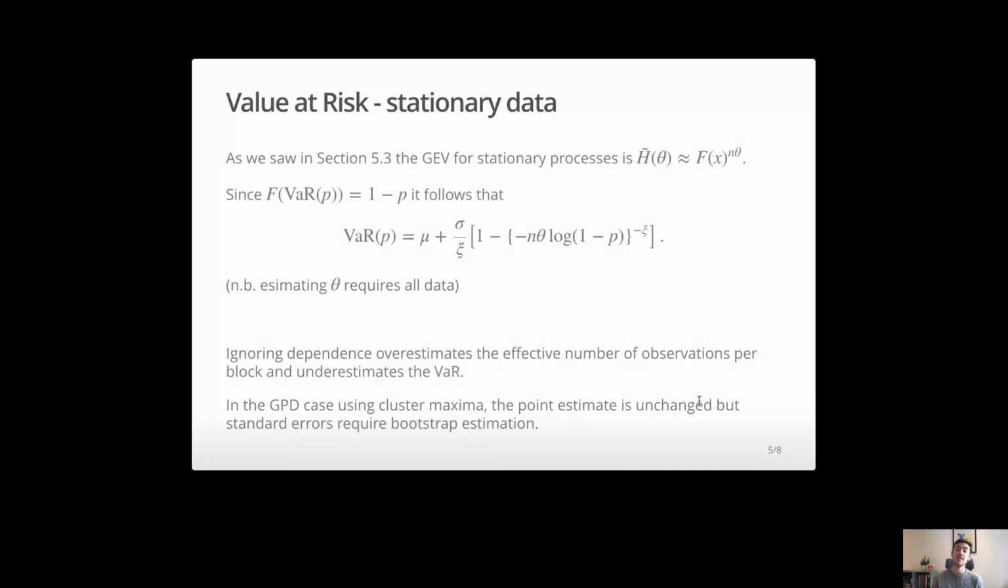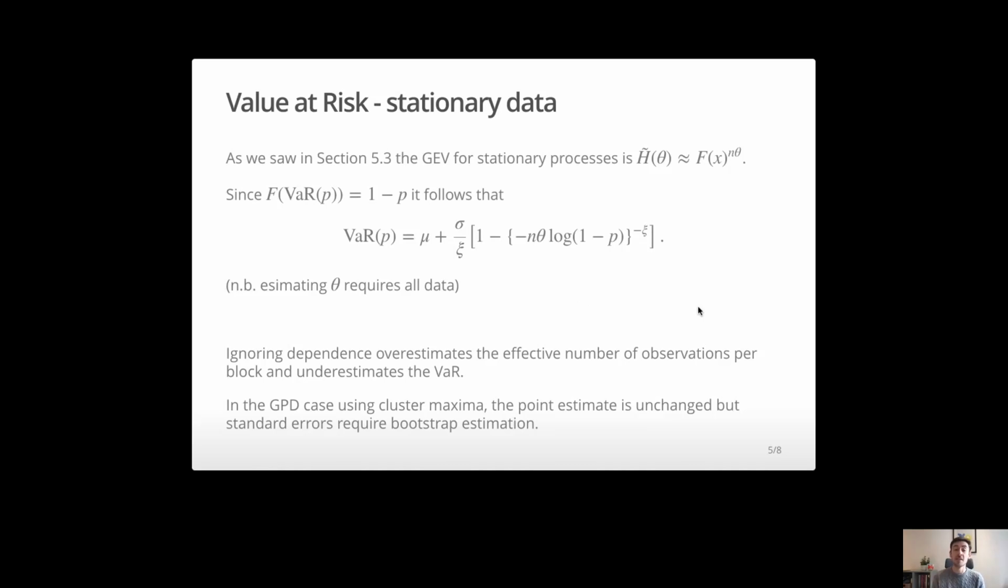Moving on now, beyond the case of IID data, we saw in section 5.3 of the notes that if we have a GEV fitted to a stationary process with extremal index theta, then the GEV is going to be approximately equal to the CDF of our underlying process, raised to the power n times theta. So here we are following a very similar procedure to what we had before, apart from we now incorporate the extremal index into our calculation of the value at risk.